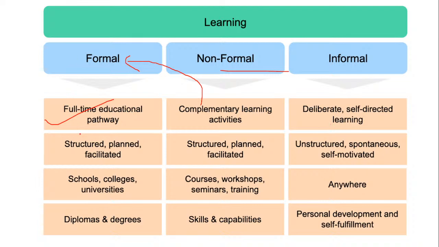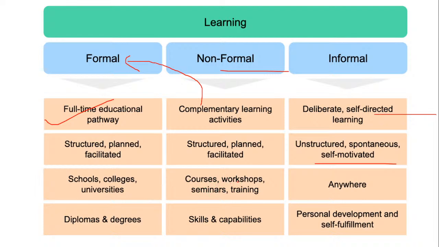So formal education is very structured, planned, systematic and organized. Non-formal education, though it is complementary, has a proper flow. Informal is unstructured, spontaneous and self-motivated. See, self-directed means it has to be self-motivated. Now when we talk about hobby classes, they will be non-formal. Hobby classes will be a part of your non-formal education, Shaili.